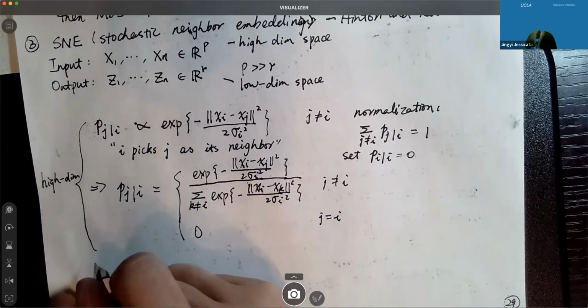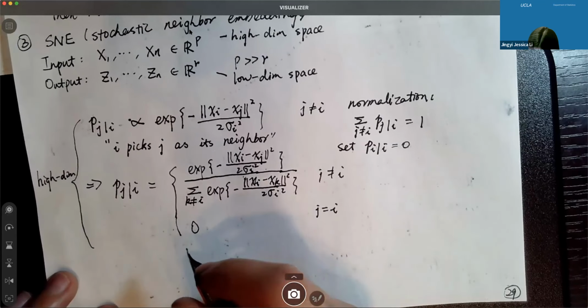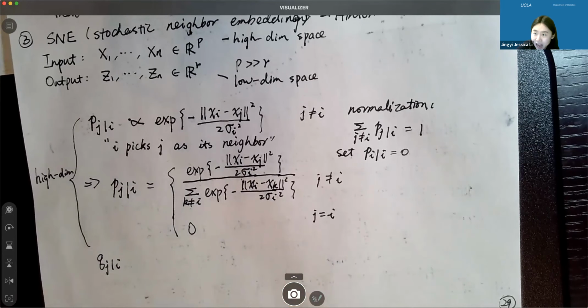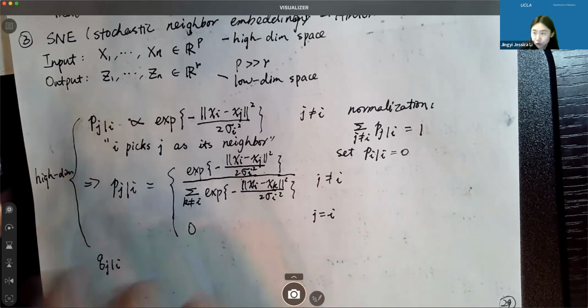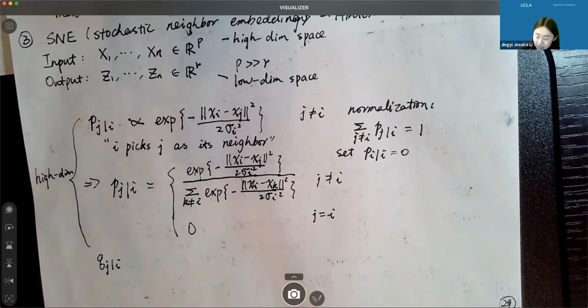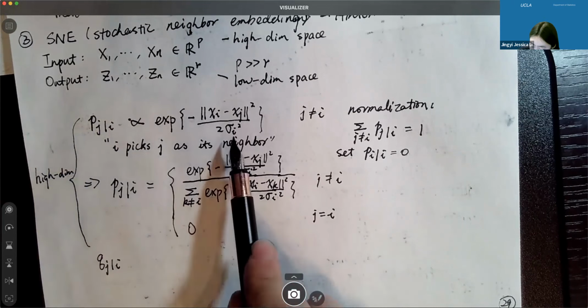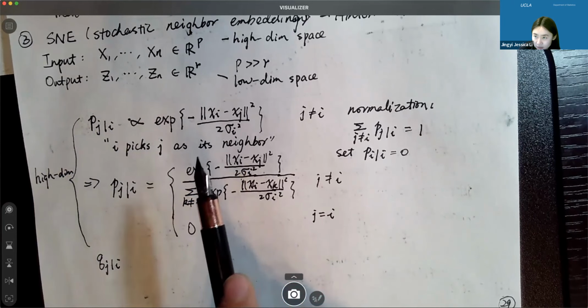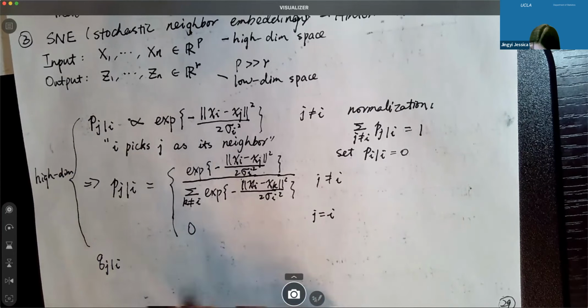So basically, they want to define q_j given i as the probability that i picks j as its neighbor in the low dimensional space. And here, because the low dimensional embedding is our choice, right? We should choose how they are spread out, whether they're very densely clustered together or they're more evenly spread out. So in the low dimensional space, they actually assume this variance for the density for point i in the center. They assume this variance to be fixed at 1/2.